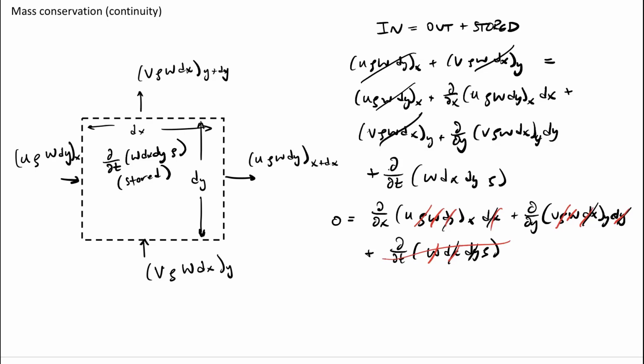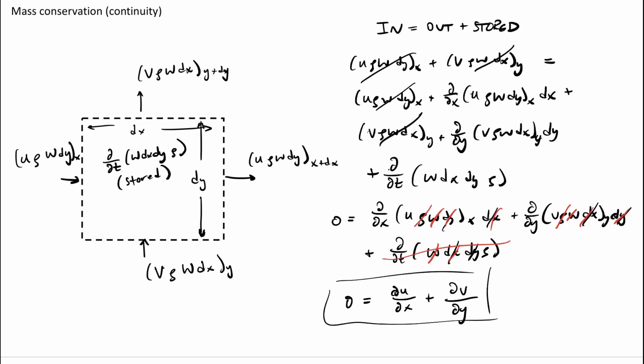So we've done all that, and now we have this nice simple equation, which says 0 is equal to the partial of U with respect to X plus the partial of V with respect to Y. This is conservation of mass, and this is probably something you've seen before. This whole derivation is something you probably should have seen already in fluids. It's maybe worth going through it again. Any questions on this? Okay, cool. So that's mass conservation, also called continuity.